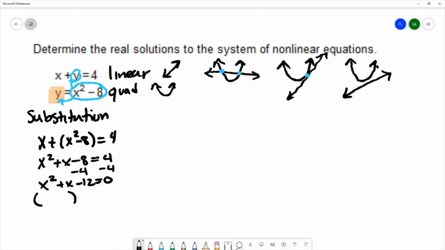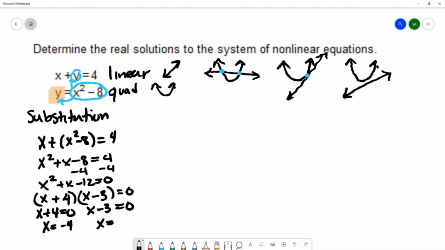So I'm factoring the expression x squared plus x minus 12. X times x is x squared, and I need to find two numbers that multiply to be negative 12 and add to be positive 1. I'm going to use 4 and 3 with a plus on the 4 and a minus on the 3. And then I'll use the zero product property and set each one of these factors equal to 0. That gives me solutions of x equals negative 4 and x equals positive 3.